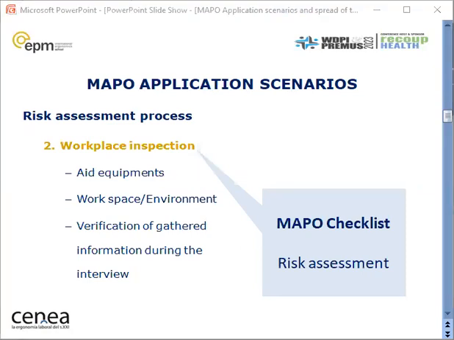The second step, which complements the first phase, consists of a workplace inspection, during which the aid equipment and workspaces, like rooms and bathrooms, where patient transfers are usually carried out, are assessed. In addition, this visit also serves to verify the data collected during the interview. With all this information, we can carry out a specific risk assessment through the MAPO checklist, determining the risk index and workers' exposure level.